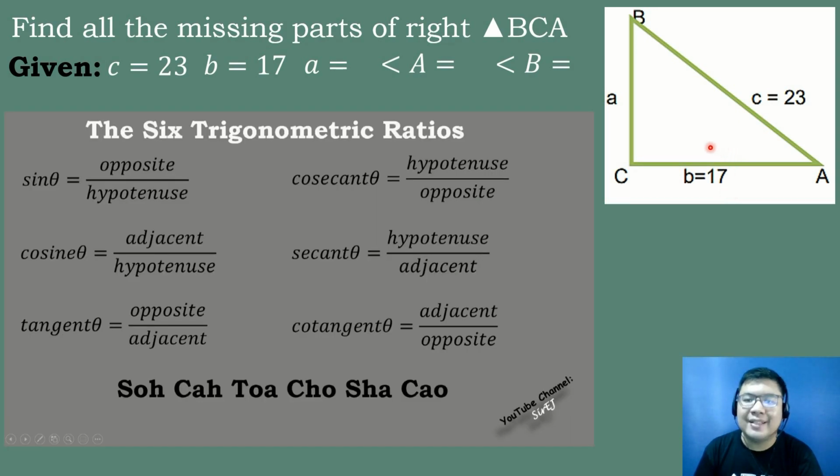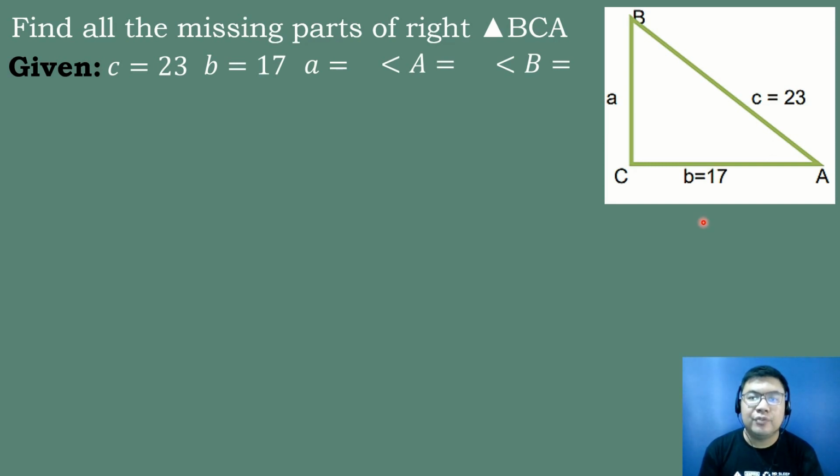So we will look at the 6 trigonometric ratios. Which of the formulas has the adjacent side and the hypotenuse? And that is cosine and secant. So cosine is equal to adjacent over hypotenuse. Secant is equal to hypotenuse over adjacent. So you can choose any of those two formulas that you can use to solve for the measure of angle A. So let's use the formula of cosine.